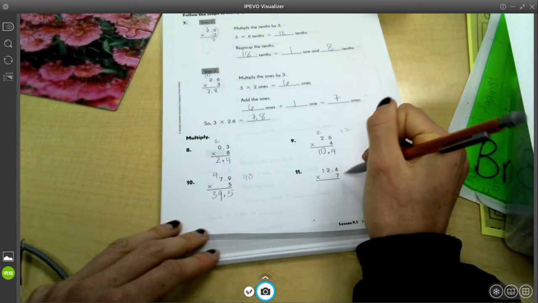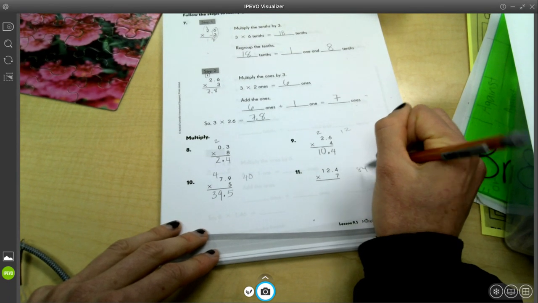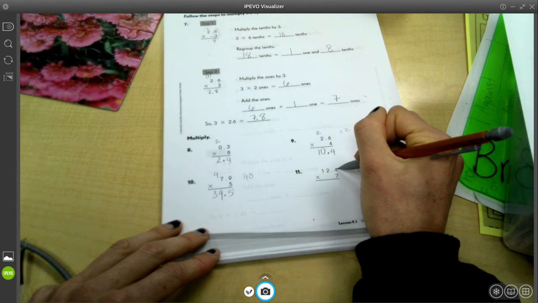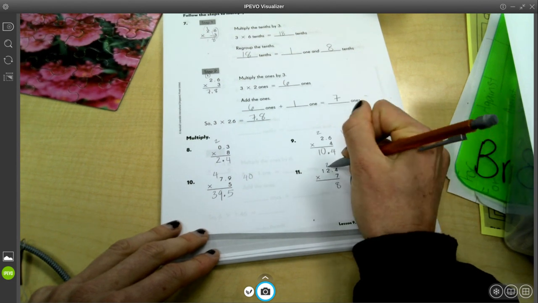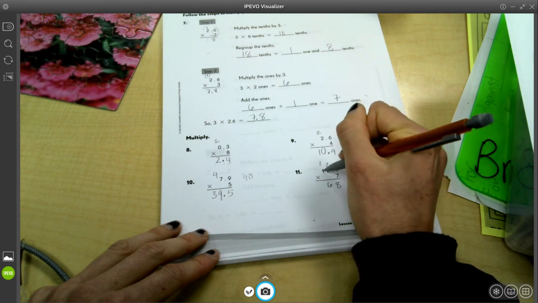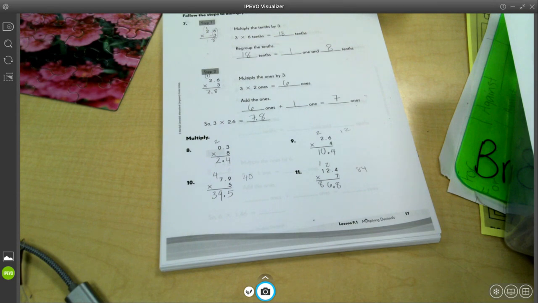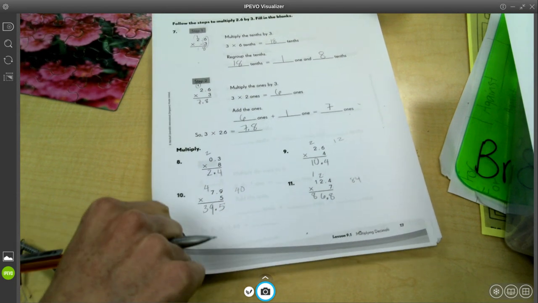All right, this is 7 times 12, which is 84. So it should be around 84. 7 times 4 is 28. 7 times 2 is 14, 15, 16. 7 times 1 is 7, 8. 86.8. So really, the estimation helps you to place where the decimal goes.